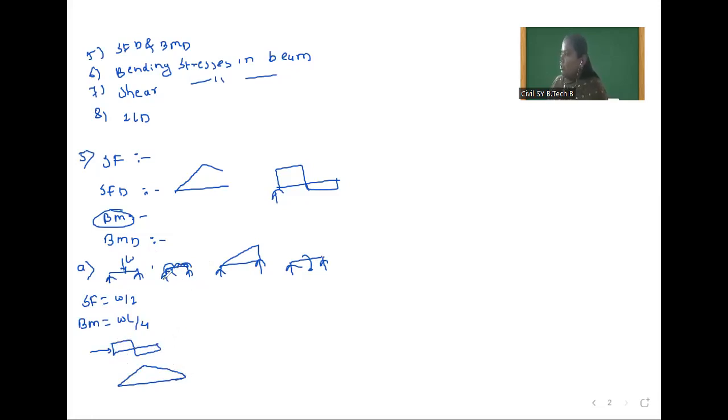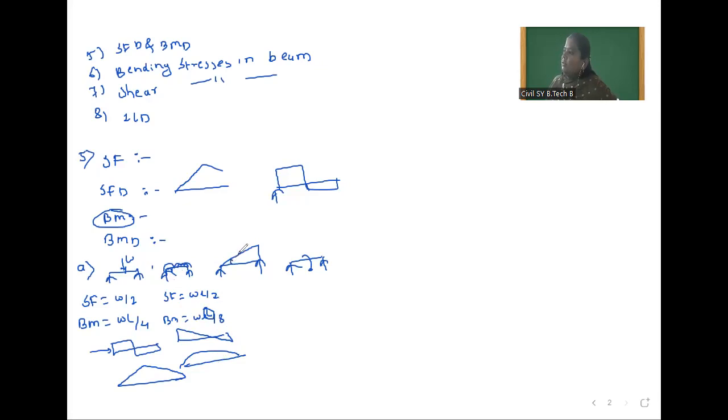After that, we have discussed uniformly distributed load. So for uniformly distributed load, shear force is equal to WL by 2 and bending moment is equal to WL square by 8. So here shear force will be likewise and bending moment is parabolic because here x is raised to power 2. That's why the shape of bending moment diagram is parabolic.